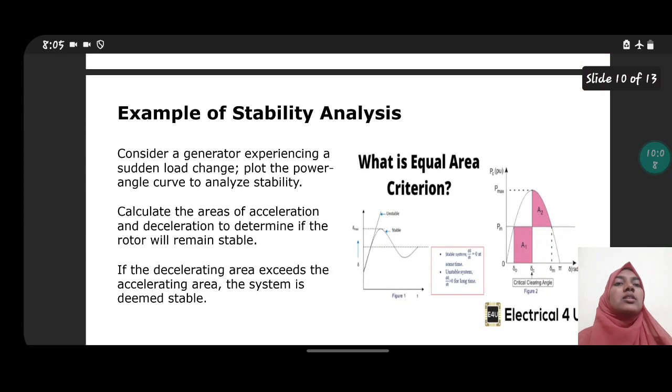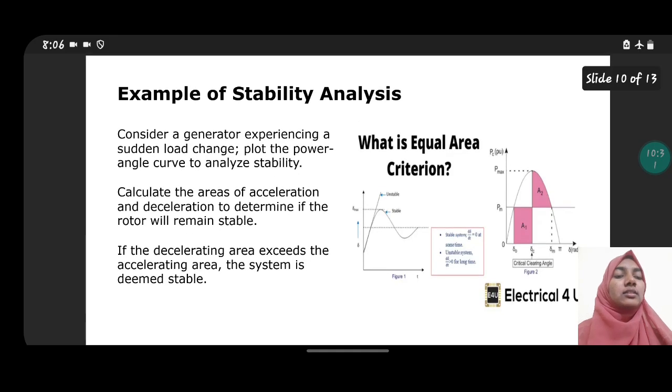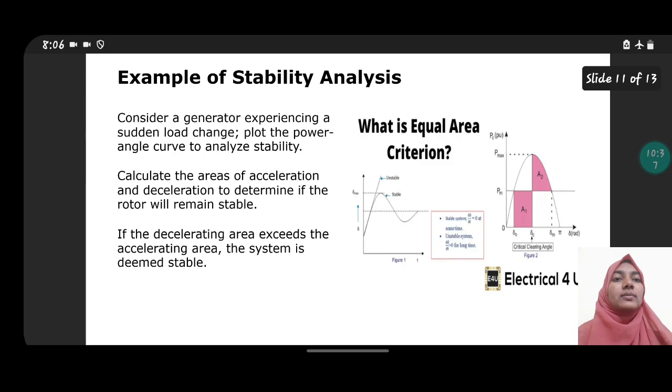So here are some examples of stability analysis. So what are the examples we see now? Consider a generator experiencing a sudden load change. Plot the power angle curve to analyze the stability. So now let us consider we have a generator and it is experiencing sudden load. Now we have to plot the graph and analyze the stability.